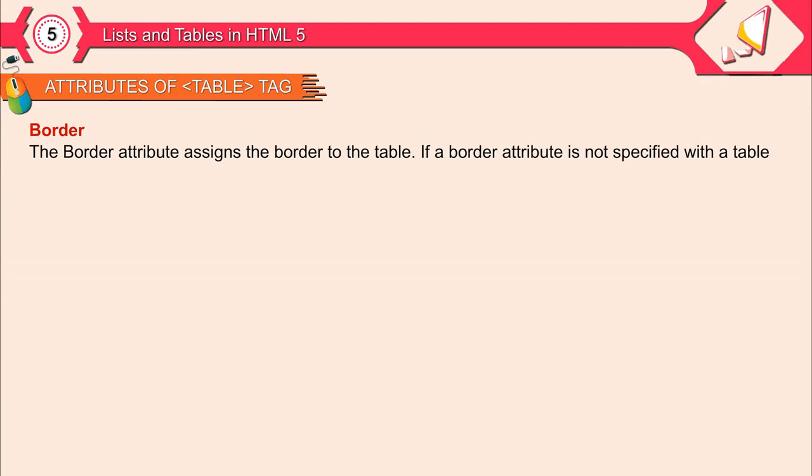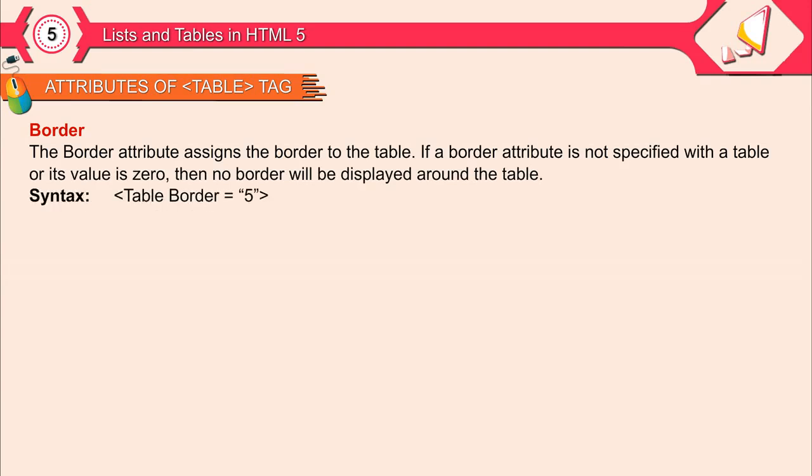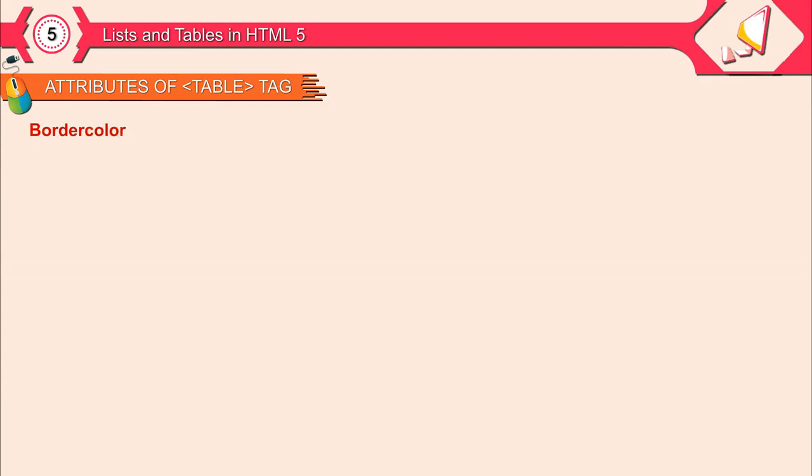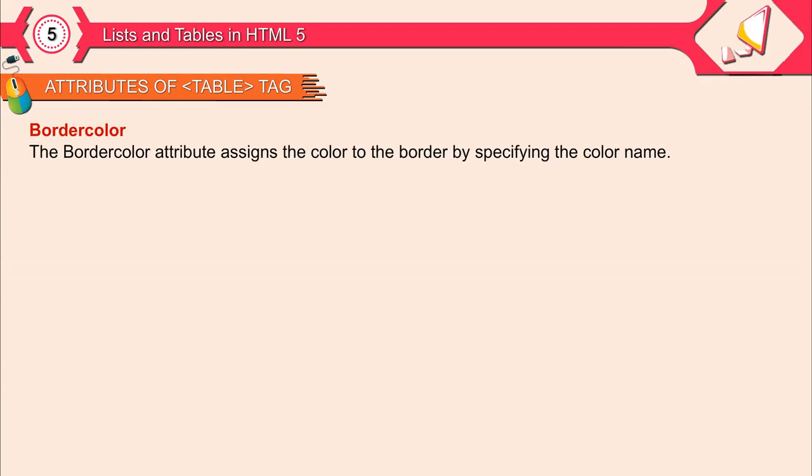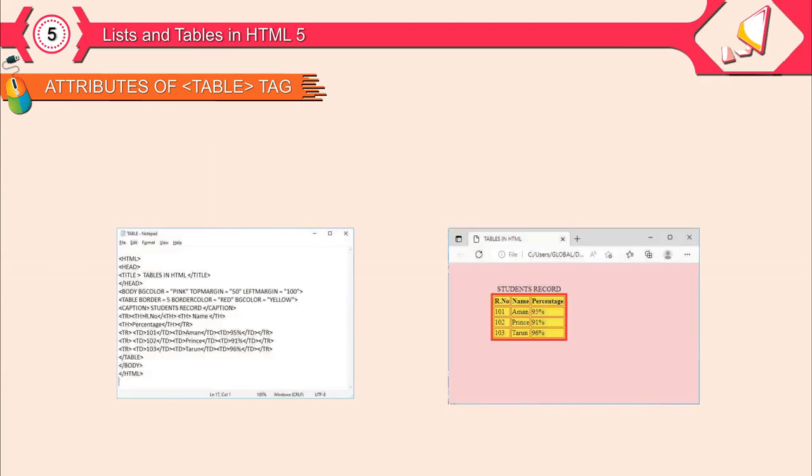If a border attribute is not specified with the table or its value is 0, then no border will be displayed around the table. Syntax. Table border is equal to 5. Border color. The border color attribute assigns the color to the border by specifying the color name. Syntax. Table border color is equal to red.